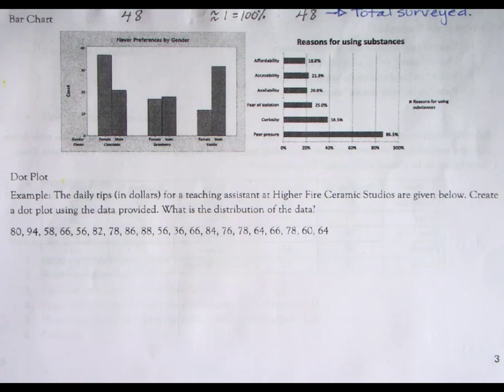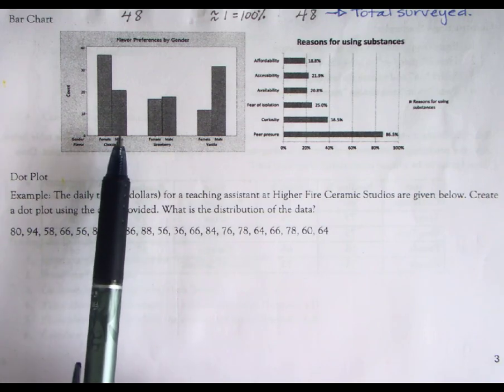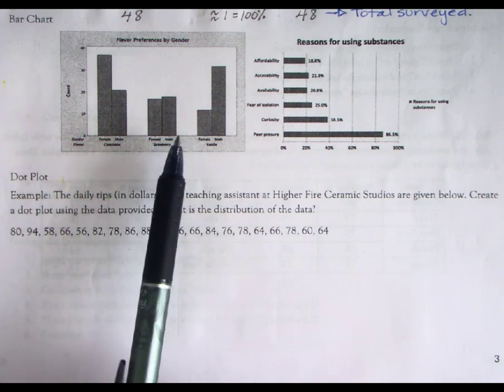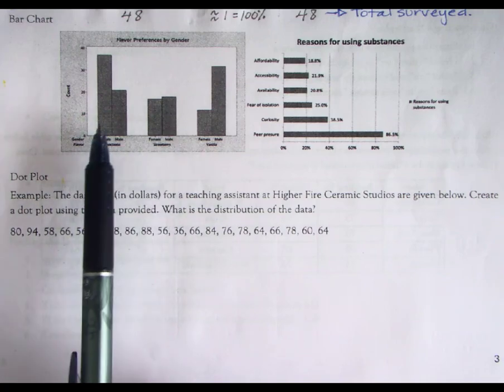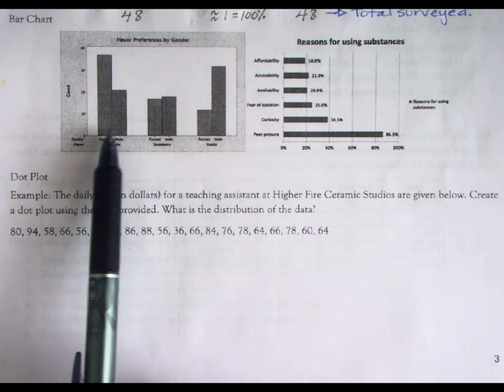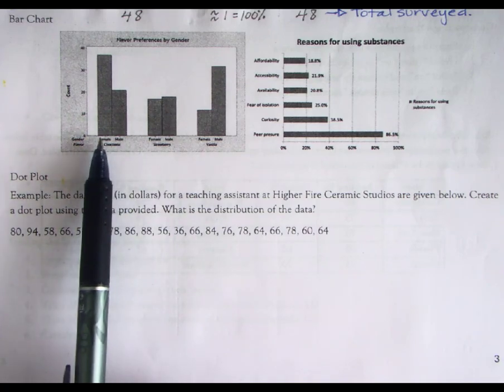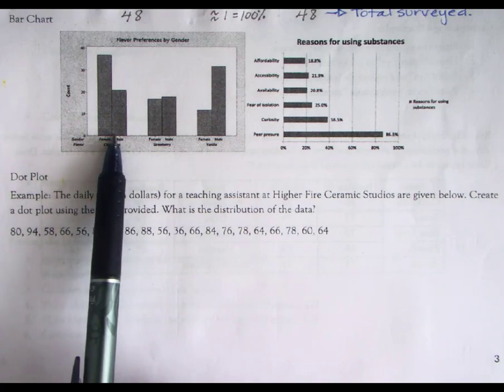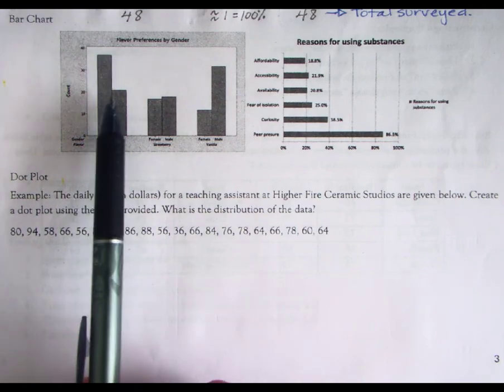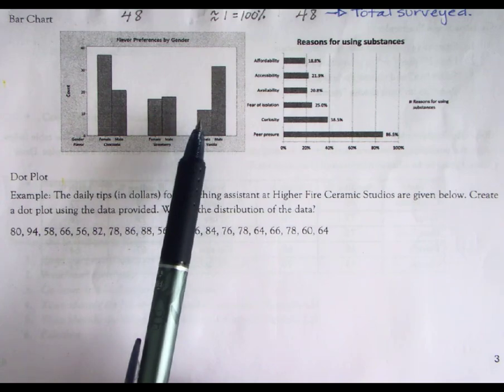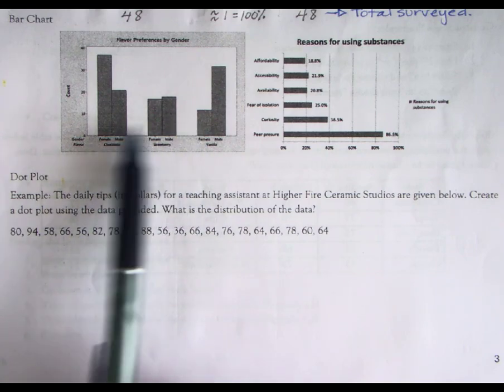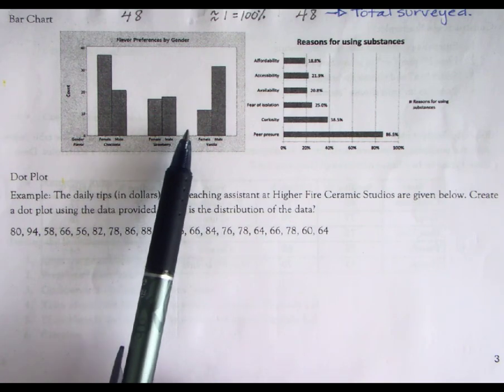You'll also notice that the bar chart, unlike the histogram, the bars do not have to touch. The only reason this left-hand side has bars that touch is because you're making a comparison between male and female and you want to be able to see the height differences for your flavor profiles. Other than that, you won't have your bars touch.